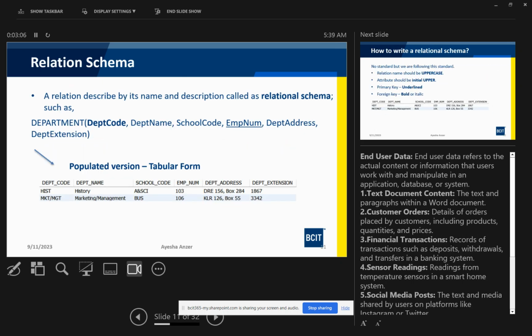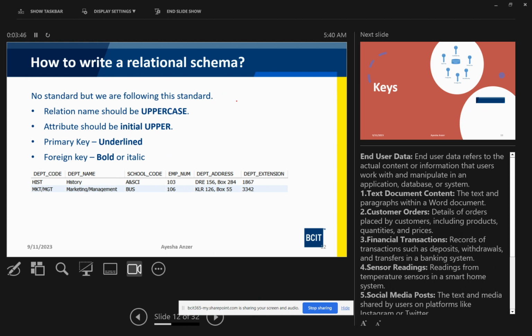Now we have something called a relation schema. We have looked at the tabular format earlier. Now we are focusing on the relation schema. Whenever we say relation schema, it consists of a name and its description. This is what makes it a relation schema. It consists of the name of the table or relation, and when we say the description, we are referring to its attributes and its keys.